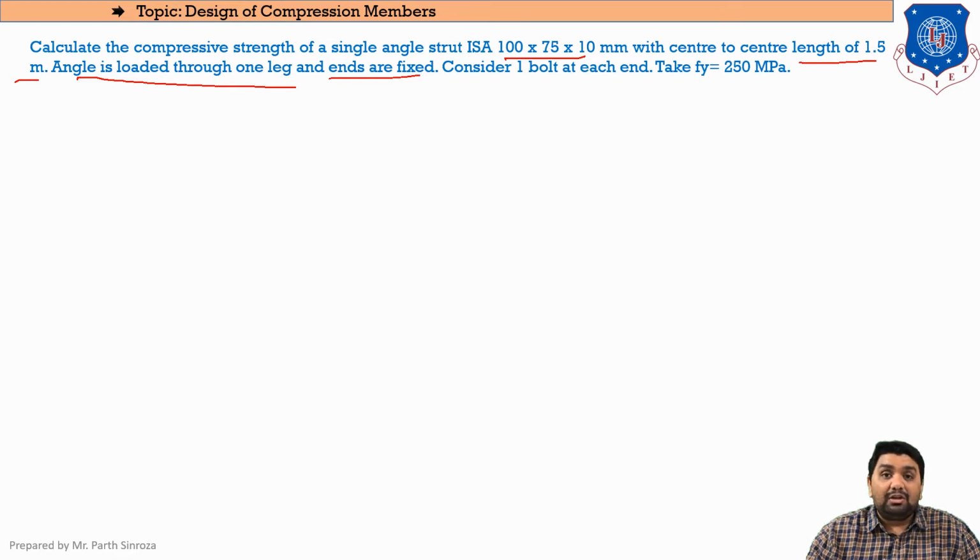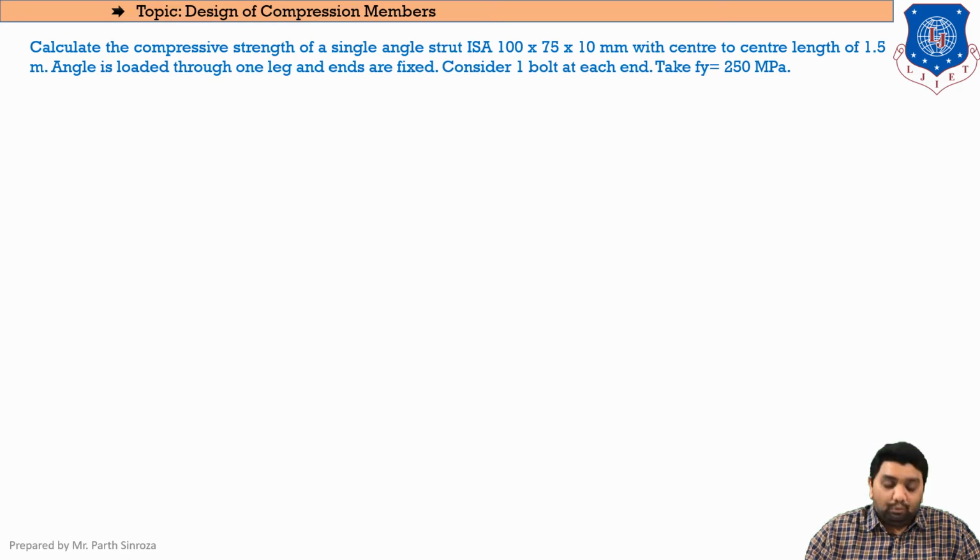If it was mentioned that the angle is loaded through its CG, then it could have been a concentrically loaded angle. But here it is given that the angle is loaded through one leg. That means eccentric loading is being prescribed. Keep in mind, it is also mentioned to consider one bolt at each end and take fy equal to 250 megapascal. The basic steps will be the same, and we'll see where the changes occur.